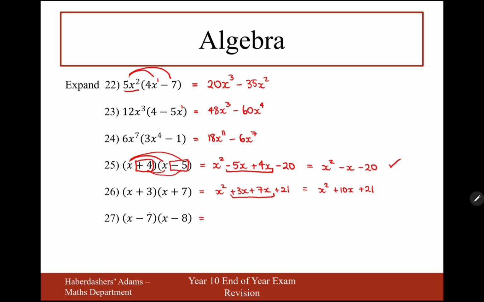And on the final brackets, remember this 7 is actually a minus 7 and this 8 is actually a minus 8. So it's x squared minus 7x minus 8x, add 56. So it's going to become x squared minus 15x, add 56. And there we are. Those are the answers for 25, 26 and 27.